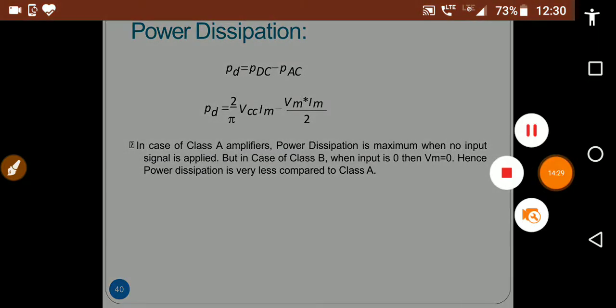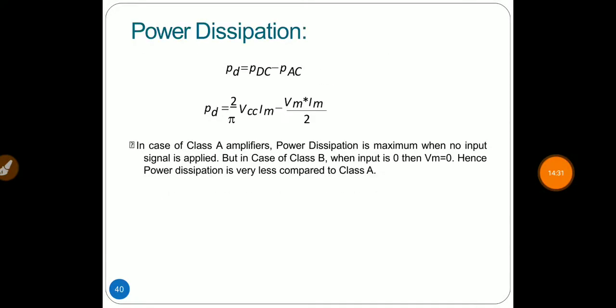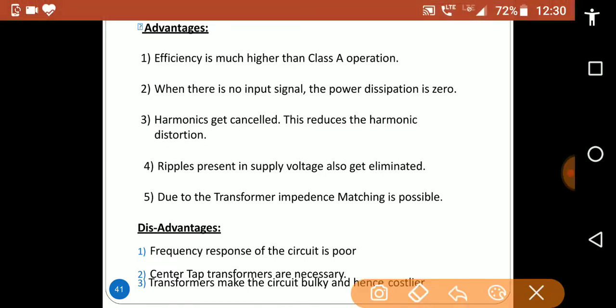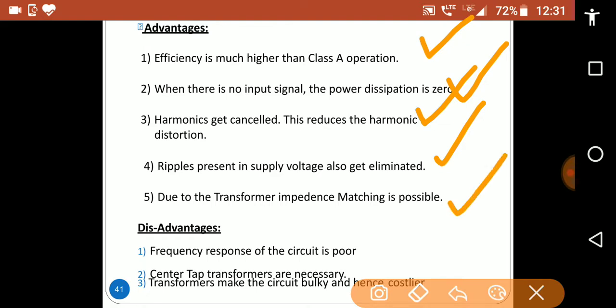Let us see the advantages of class B amplifier. Here efficiency is much higher than class A operation. Second, when there is no input signal, then the power dissipation is 0. Third, harmonics get cancelled. This reduces the harmonic distortion. Next, ripples present in the supply voltage also get eliminated, and due to the transformer, impedance matching is possible.